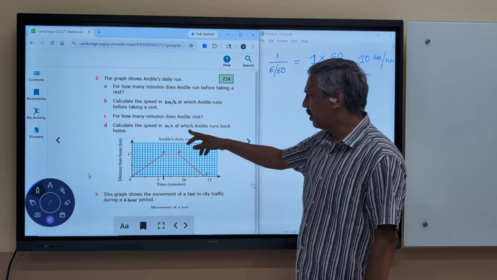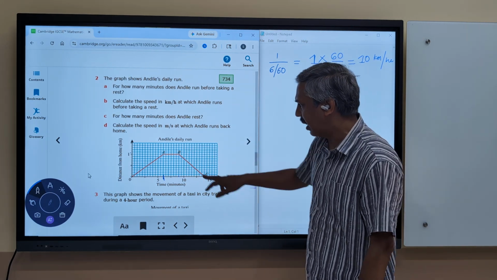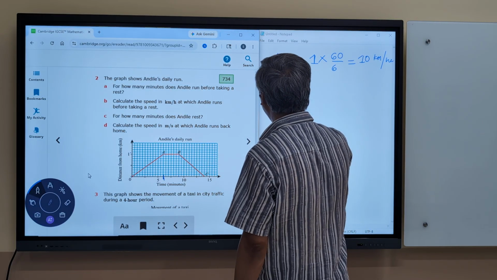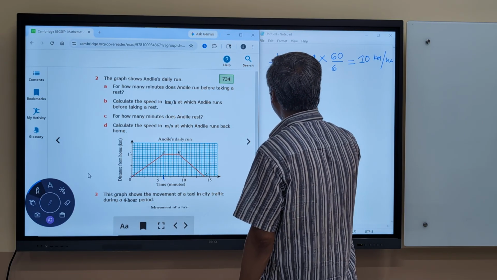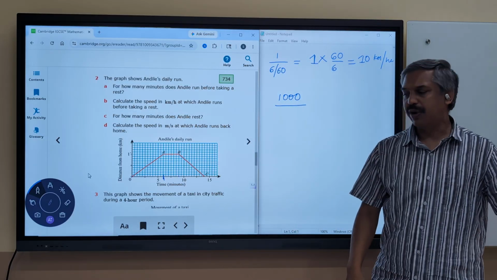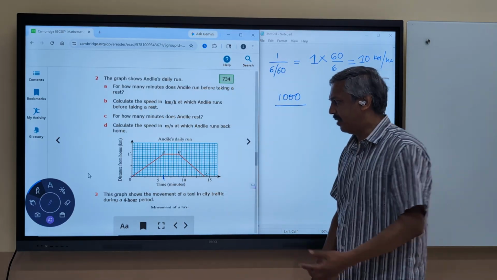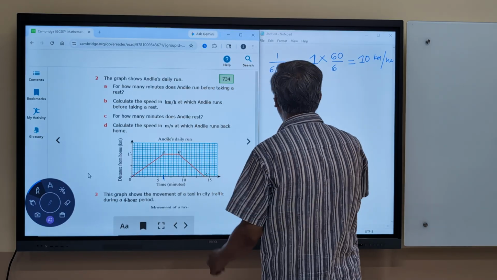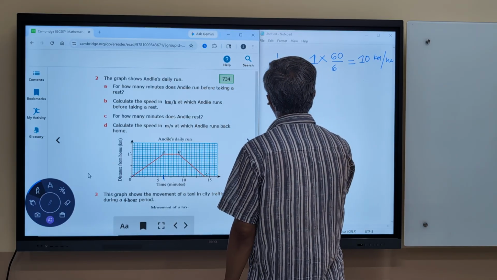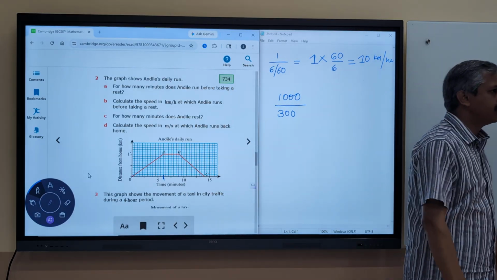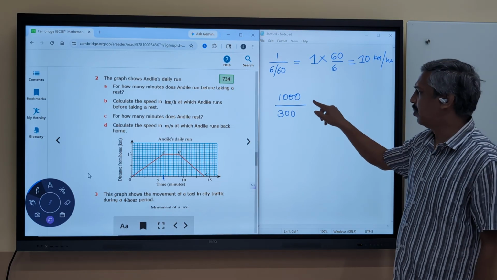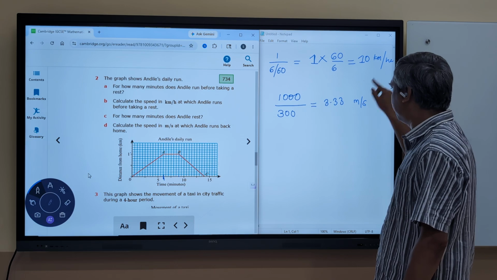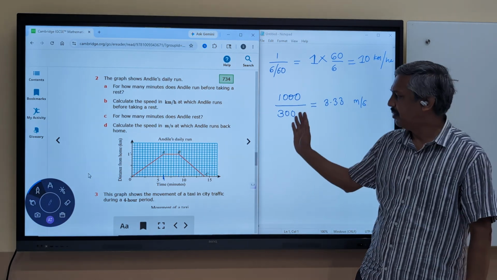Calculate the speed in meters per second at which Anjali runs back. From 1 kilometer, she comes back to the original point. So again the distance traveled is 1 kilometer, but this time we will write 1000 meters because we have to find it in meters per second. The time taken is from 9 to 14, so 5 minutes. 5 minutes is 300 seconds. So we will get rid of the zeros and get 10 by 3. So this is 3.33 meters per second. That's how we can calculate this.